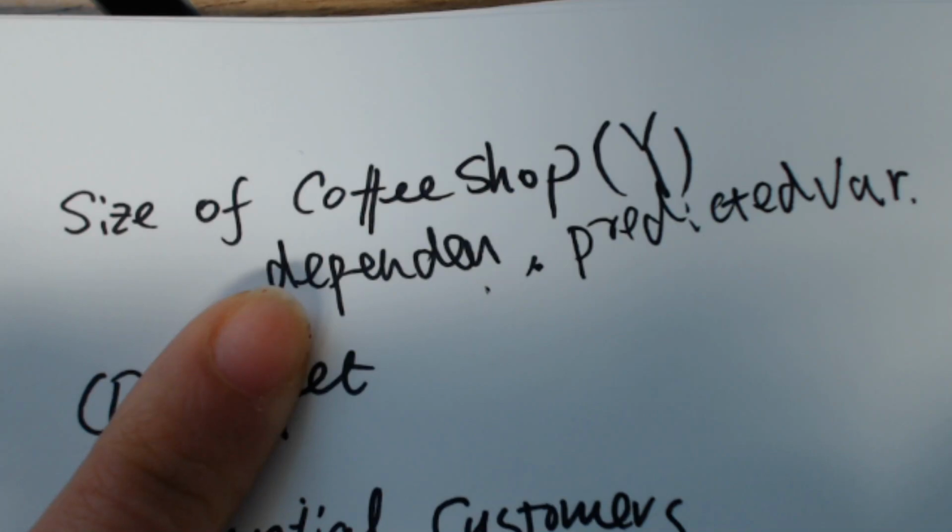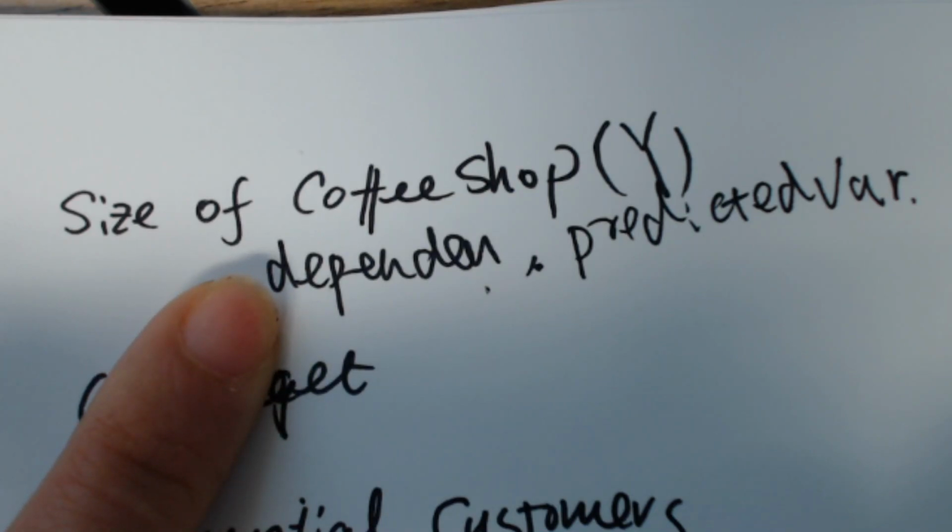So that's why the size of the coffee shop will be our dependent variable, also called the y variable or predicted variable. Because this is the variable we try to predict, we look at what will affect the size of the coffee shop.